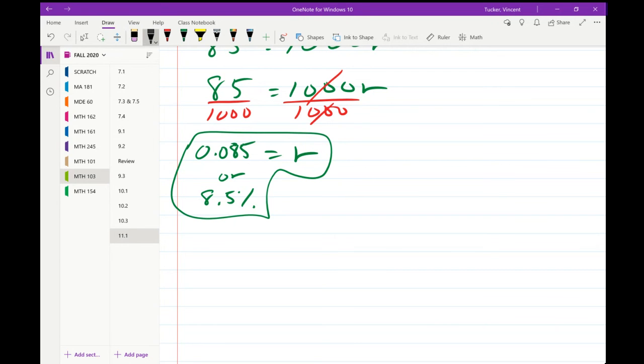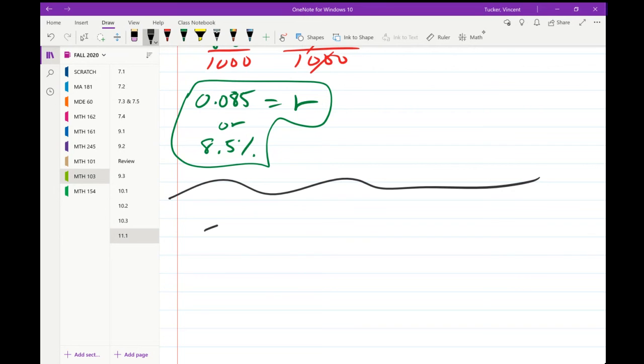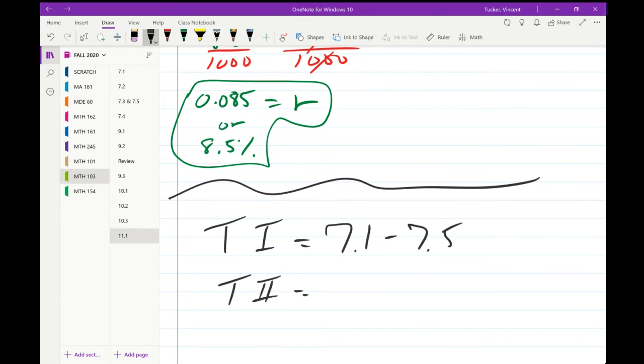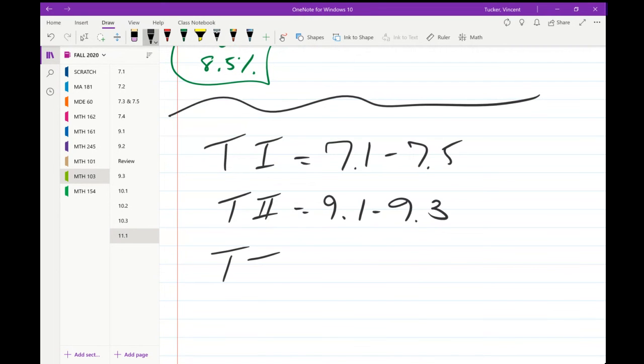Okay, this is what we'll do. Next class, we only have one more section left. So this next test is actually going to be test 3 for us. Test 1 was 7.1 to 7.5. Test 2, 9.1 and 9.3. Test 3 is 10.1 to 10.3, 11.1, 11.2.